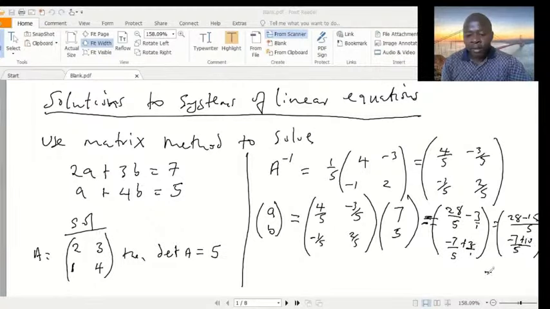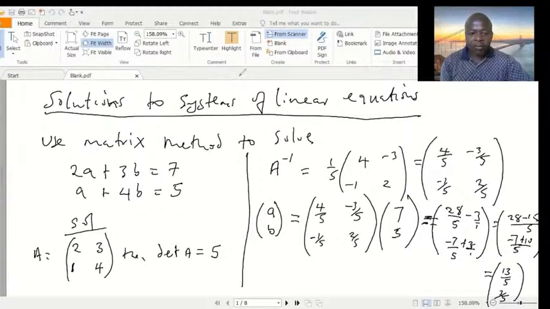So what is the final answer? 28 minus 15 is 13 out of 5. And negative 7 plus 10 will be 3 out of 5. So that is the answer. We used the matrix method. You may have wanted to use elimination or substitution, which you're already aware of.